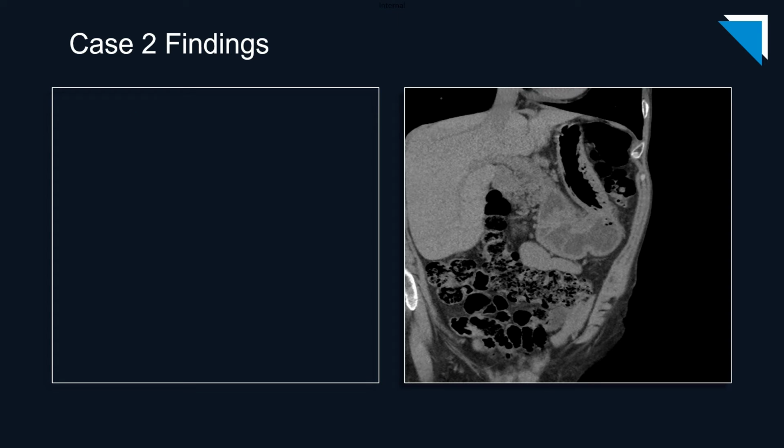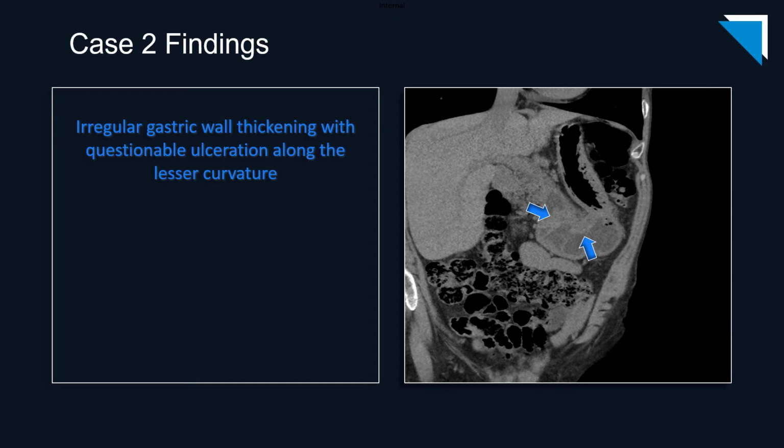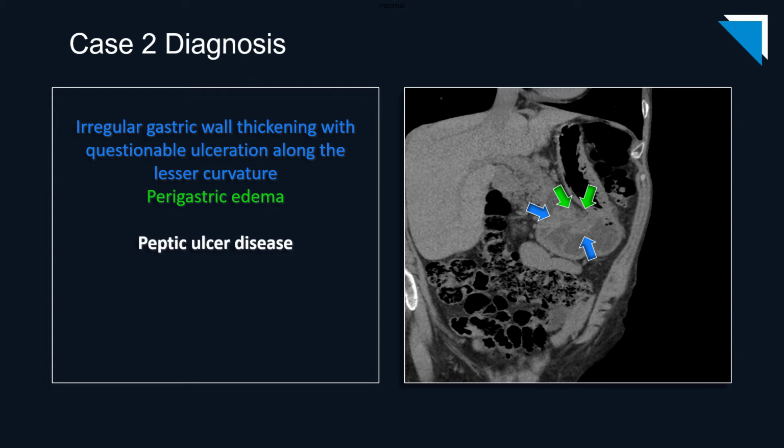On this coronal image, I hope you can appreciate the subtle, irregular gastric wall thickening with areas of probable ulceration along the lesser curvature, with subtle adjacent perigastric edema. So this is a simple case of gastritis and peptic ulcer disease. It's also a rather subtle one.